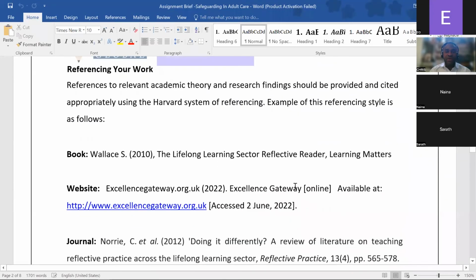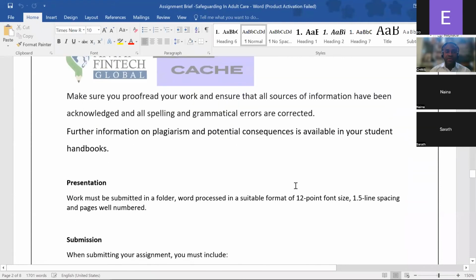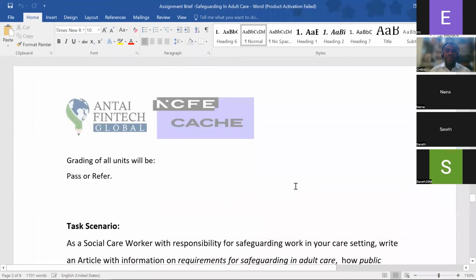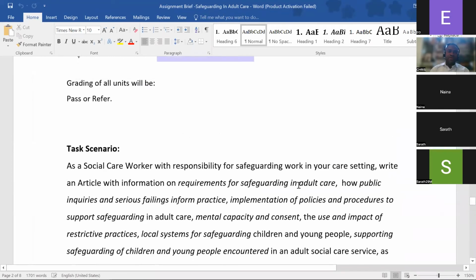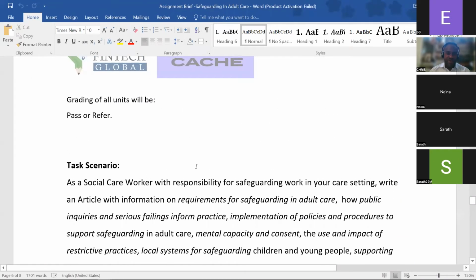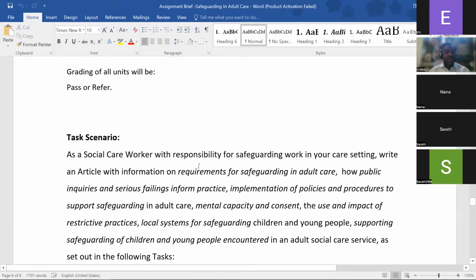Right, so as we continue to look at the assignment brief, when we come further to page number 6, we have the scenario. This is the task scenario. Everyone is going to pass these units, okay? So this is the scenario.